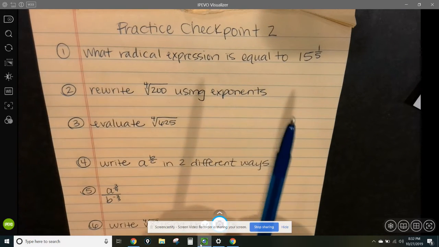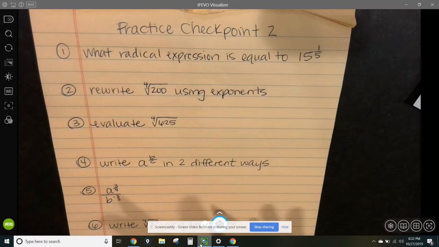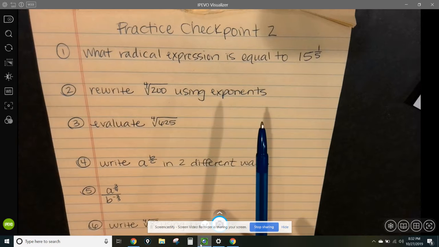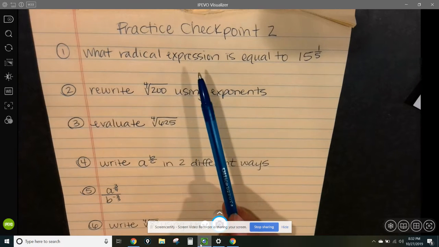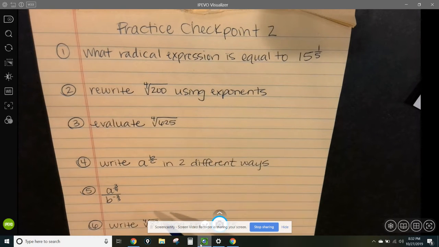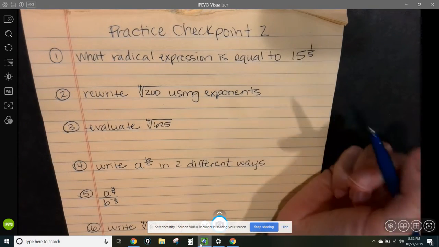Hi guys, I'm making this video as a practice for checkpoint 2. So just like we did in checkpoint 1, you should get out a piece of paper, do these problems with me, and then use that piece of paper as your notes when you're actually doing your checkpoint. These problems are very similar to the problems you'll see on the checkpoint. So if you go through and do these with me and then use that on your checkpoint, you should do very well. So number 1, what radical expression is equal to 15 to the 1/5 power?